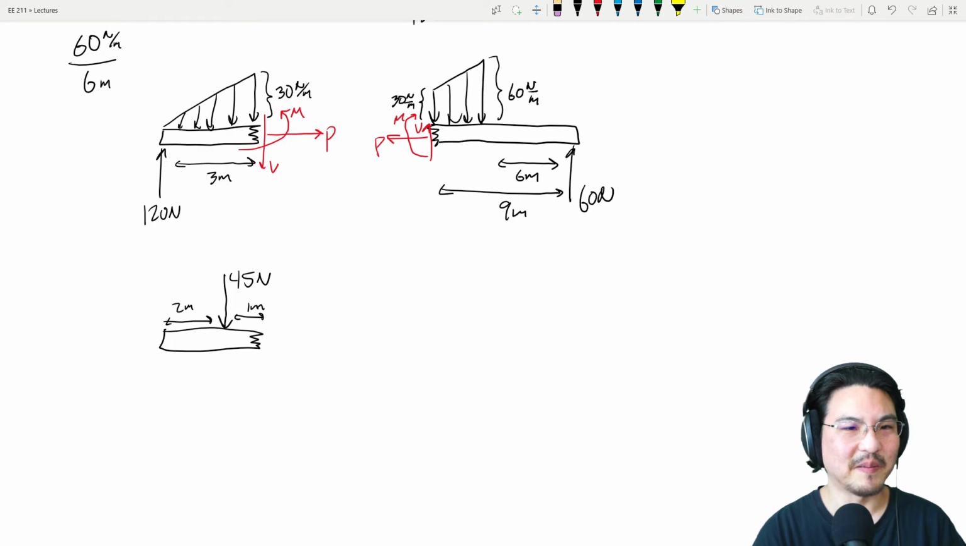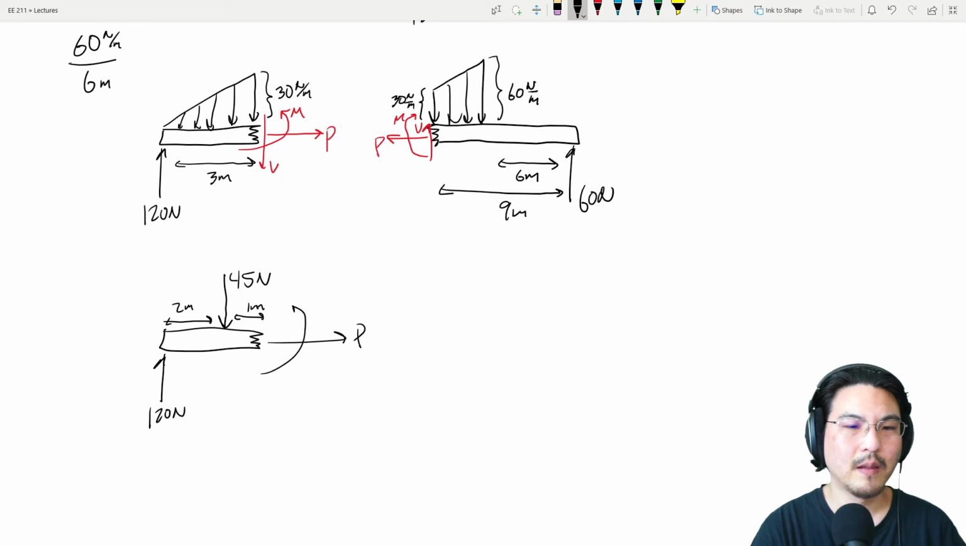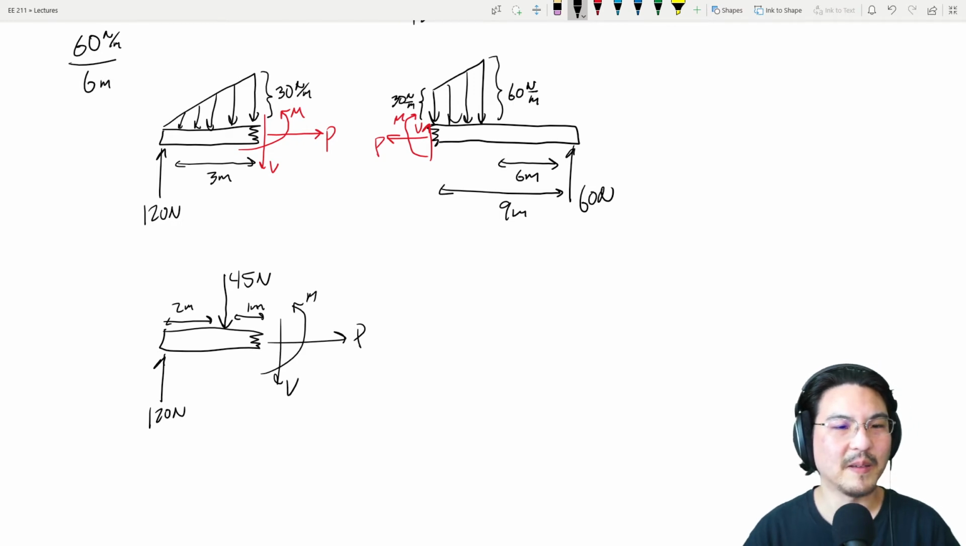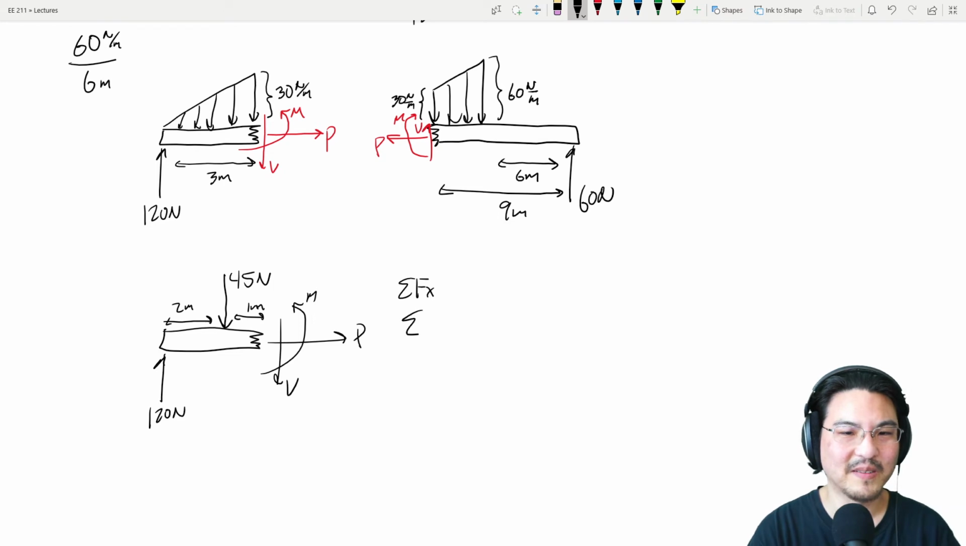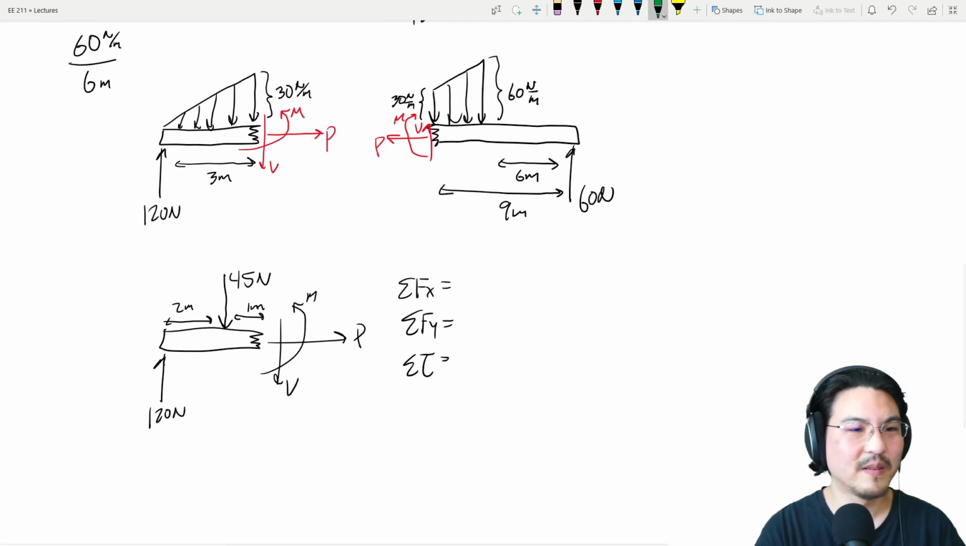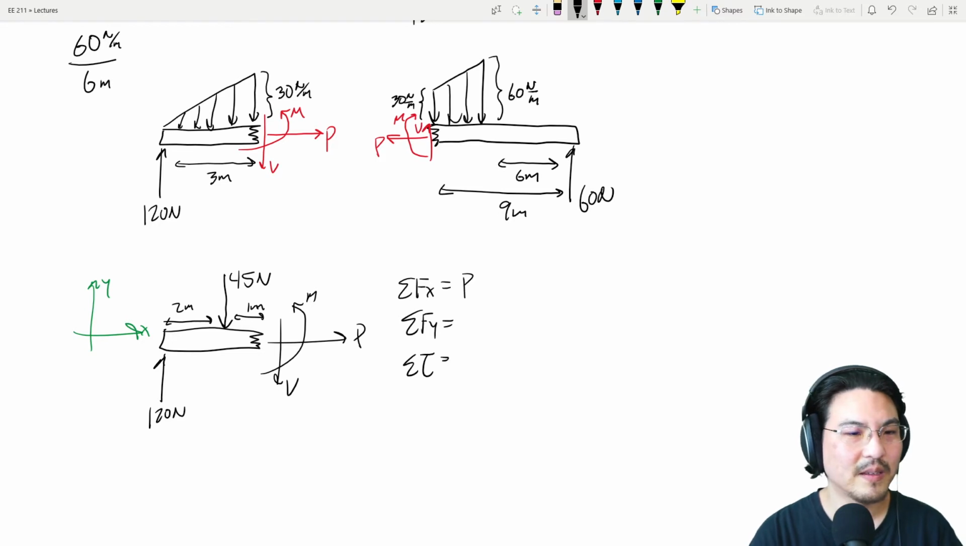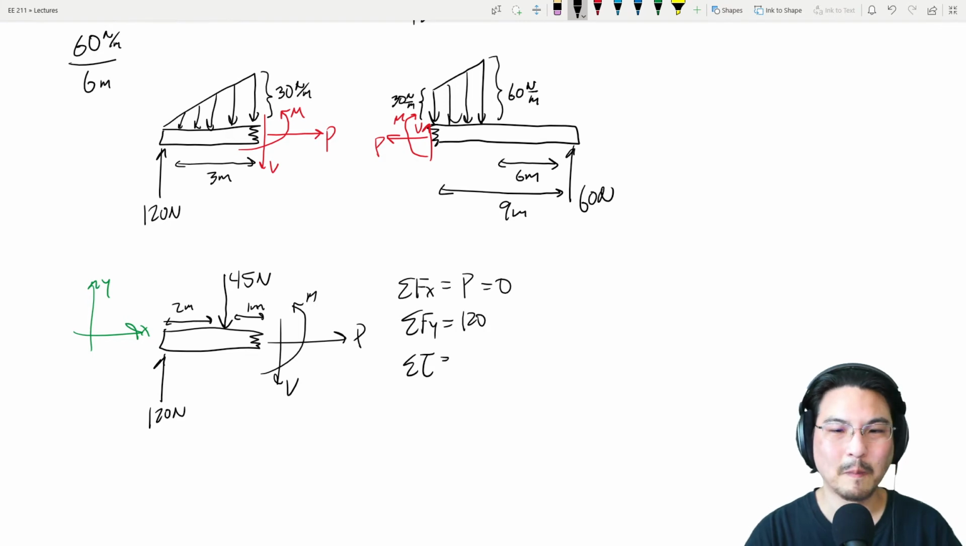Okay, and then let me fill in the rest of it. Okay, so now sum forces X, Y, torque about somewhere clever. So in the X direction, we got P. Is that it? Yep, that's it. Okay, Y direction, 120 newtons, minus 45, minus V. Is that everything? Okay.